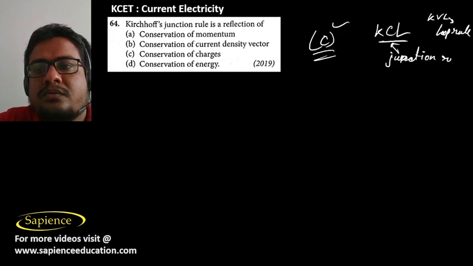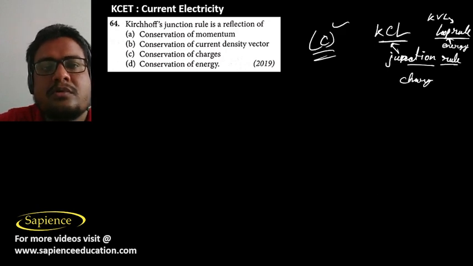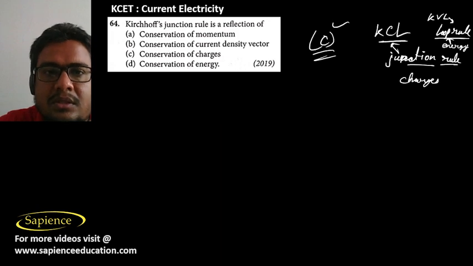So Kirchhoff's loop rule is based on conservation of energy, but Kirchhoff's junction rule is based on the conservation of charges. C is the correct answer. If it was asked that Kirchhoff's loop rule is a reflection of, then it would have been D.